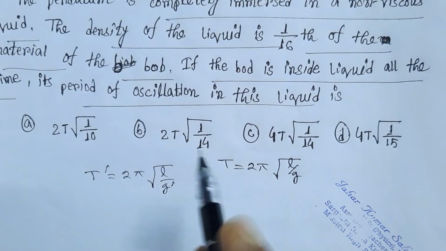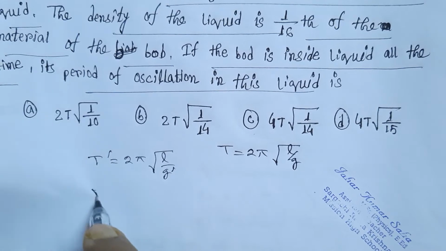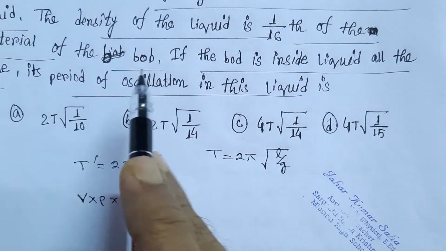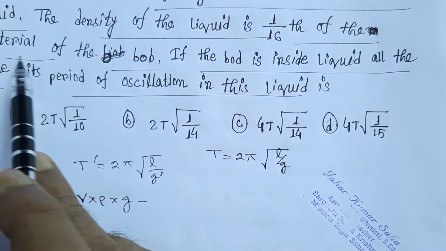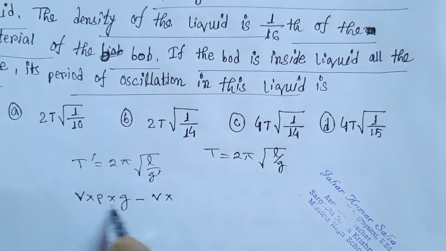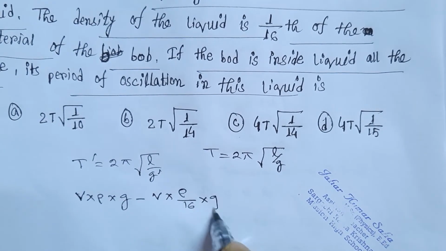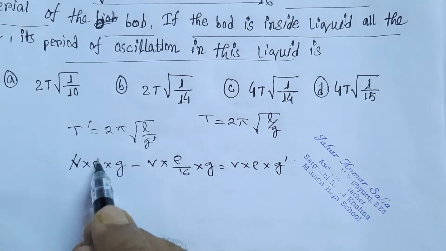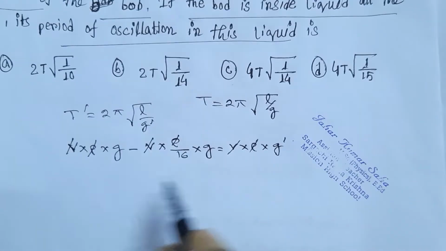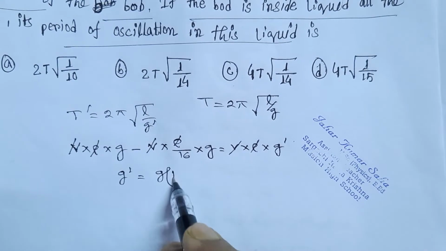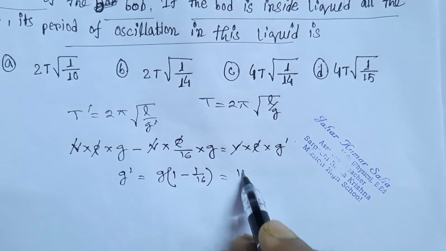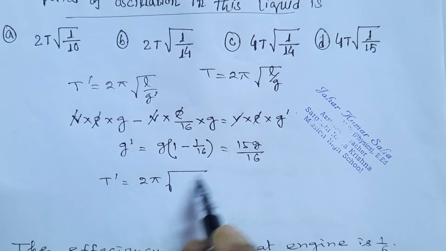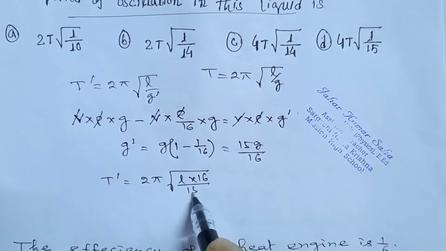Let the volume of the bob be V. Then the weight of the bob is V into rho into g, minus the buoyant force acting. The density of the liquid is 1/16 that of the material of the bob. So the buoyant force equals V into rho by 16 into g, and the net equals V into rho into g dash, that is the equivalent g. So V rho cancels out from both sides. So g dash equals g into 1 minus 1 by 16, that is 15g by 16. Hence T dash equals 2 pi root L into 16 by 15g.